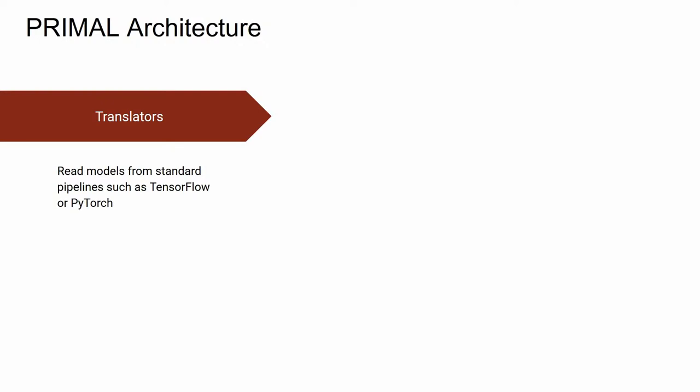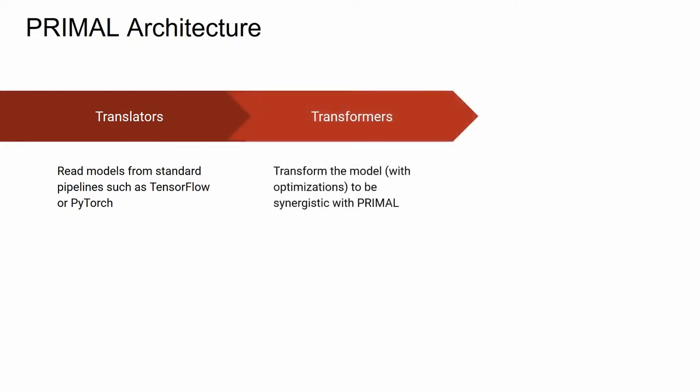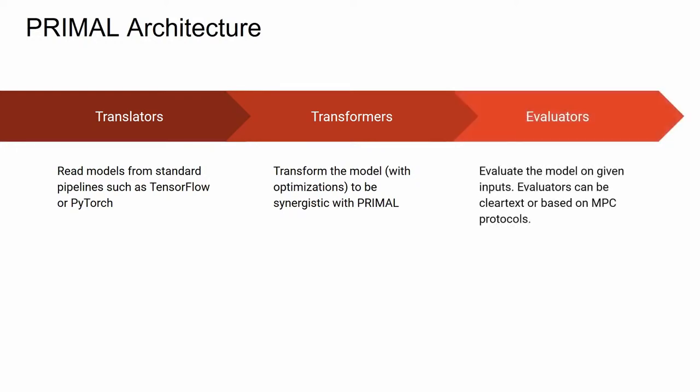We have some translators that are the ones that load models from different frameworks. So we have a translator right now that loads models from TensorFlow, more concretely from TensorFlow Lite. But we can easily extend it to a translator that also reads from PyTorch. Then we have transformers that are the ones that, as the name implies, transform the model to be synergistic with Primal. So for example, it can be a transformer that takes all linear activations and turns them into matrix multiplications, because these are efficient to do with some MPC protocols. Or it can take certain truncations and turn them into probabilistic truncations, which are more efficient in MPC, and so on and so forth.